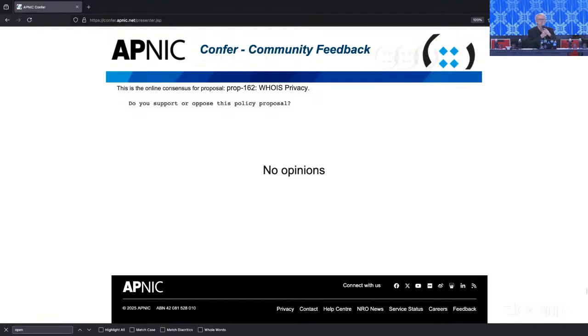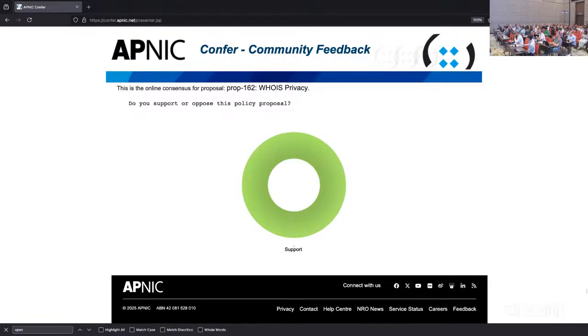If you strongly oppose this proposal, please raise your hands. Thank you. If you oppose this proposal, please raise your hand. Thank you. If you are neutral to this proposal, please raise your hand. Thank you. If you support this proposal, please raise your hand. Thank you. If you strongly support this proposal, please raise your hand. Thank you. I will now discuss with my co-chairs and get back to you very shortly.